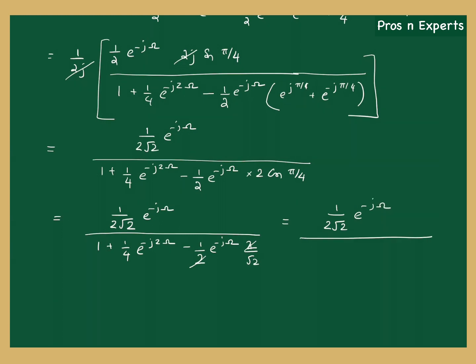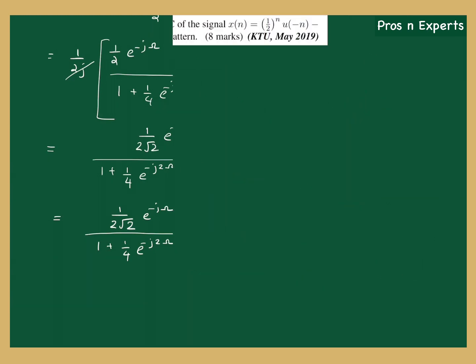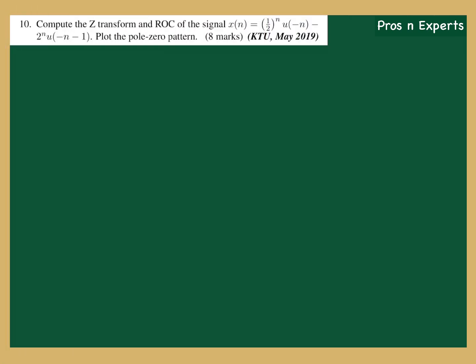whole divide by 1 plus 1 by 4 e raised to minus j2 omega minus 1 by root 2 e raised to minus j omega. I think we can stop here. There's no need to simplify it further. So this could be the final answer. Okay, we will see the next question.